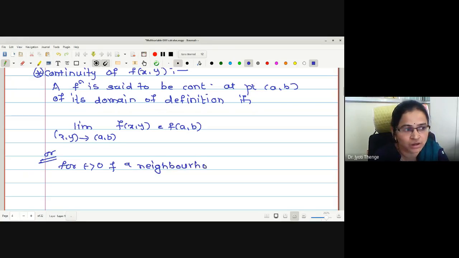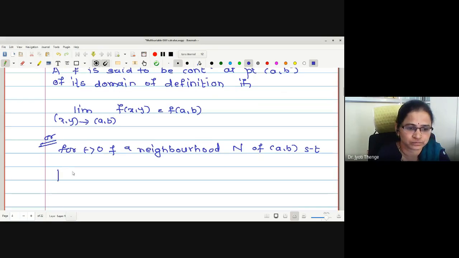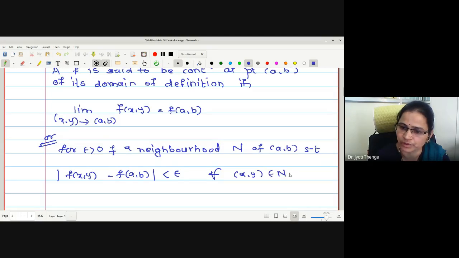We are writing a neighborhood capital N of (a, b) such that, what such that? Mod of f(x, y) minus f(a, b). Students, what is the definition? Mod of f(x, y) minus f(a, b) less than epsilon for all (x, y) in the neighborhood.